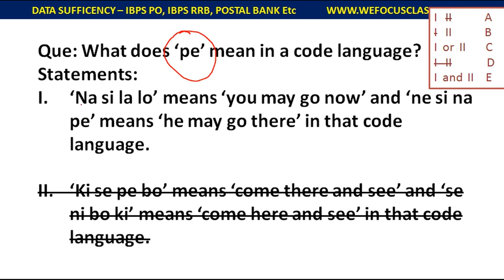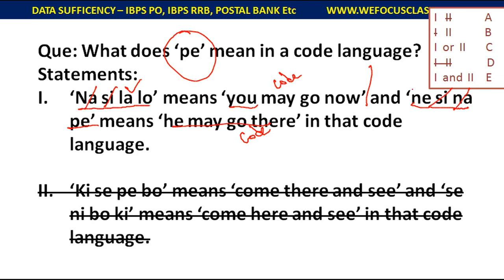Go to the first statement. Na, si, la, lo means you may go now, and till here. So this is a statement. This is the code. And ni, si, na, P means he may go there. This is the code. And we need to find out the code for P. Okay. Compare the statements. Na and na is there, so cancel this thing. And si is there, cancel this thing. So our intention is finding the value of PE.